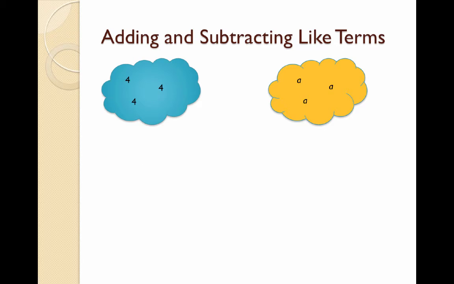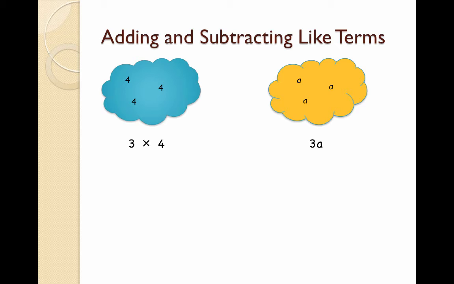I want to show you an example where I have a couple of clouds, a blue cloud with 3 4s in it, and a yellow cloud with 3 a's in it. So those 3 4s I could write as 3 lots of 4, just like I could do with the yellow cloud where I have 3 lots of a. Now in algebra, we don't have to write that times symbol, so it's actually easier to just write 3a.